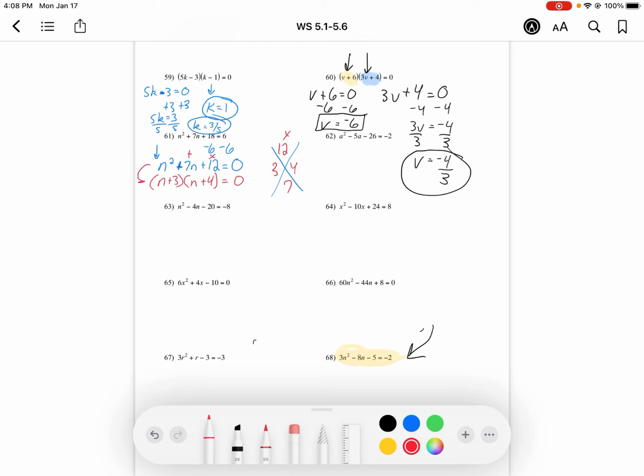So the red line and the blue line are equivalent. The blue line's what we call standard form. The red line is factored form. Once it's in factored form, it's easy to find what makes the factors equal 0 and what makes the equation equal 0. -3 would make this equal 0. -4 would make the other factor equal 0. So those are the solutions to your equations.